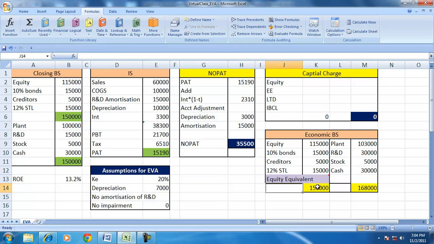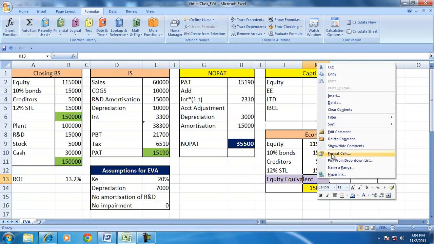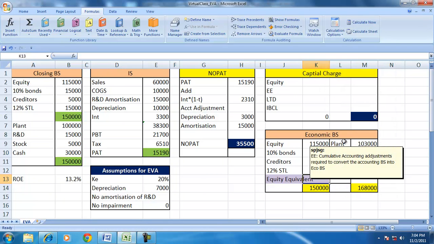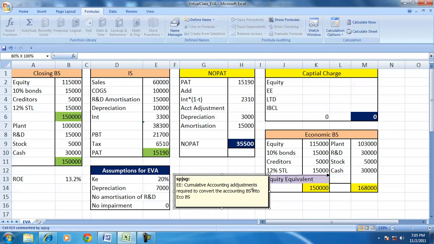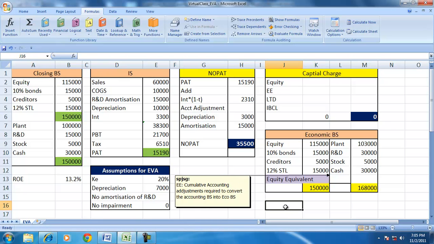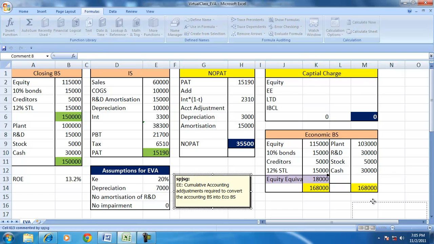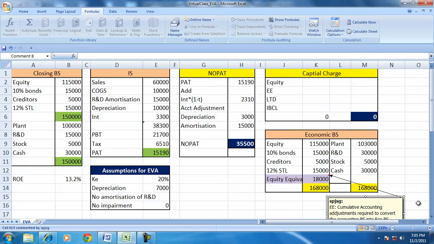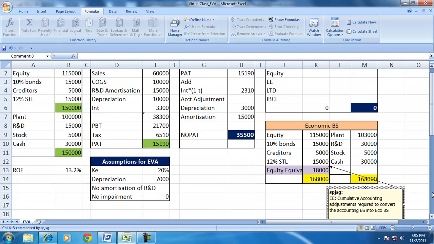Equity equivalent, as I mentioned here, is the accounting adjustments required to convert the accounting balance sheet into the economic balance sheet. And what are those adjustments? We have taken 15,000 and 3,000 respectively. So you have the economic balance sheet in place.